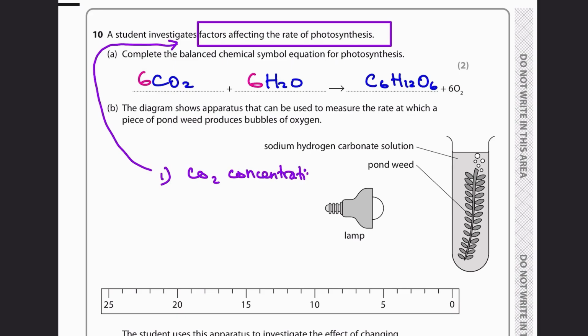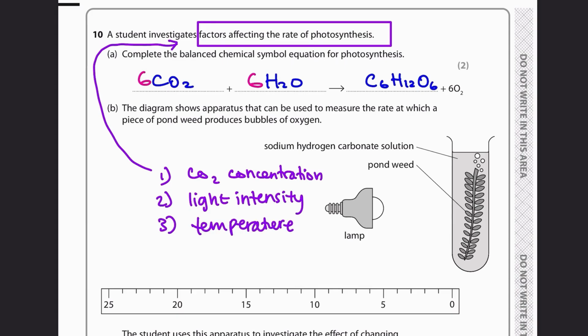The second one is, think, what does photosynthesis require? It requires light and chloroplast, right? So light intensity is essential, and that will definitely affect photosynthesis rate. And the third one is temperature, and this will become important as we go down. So these are 3 factors.